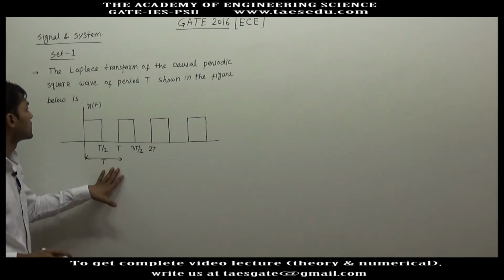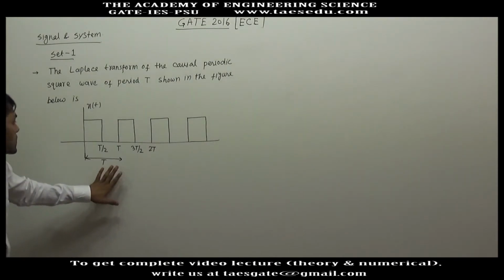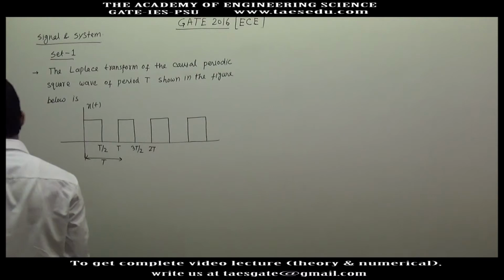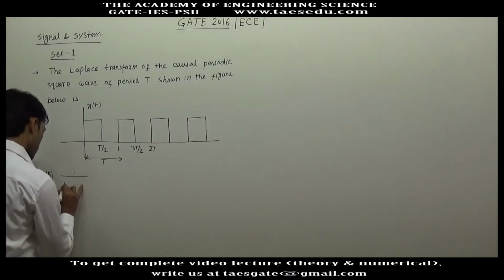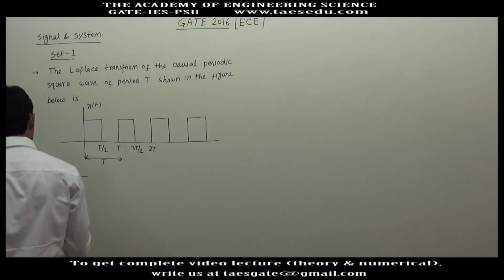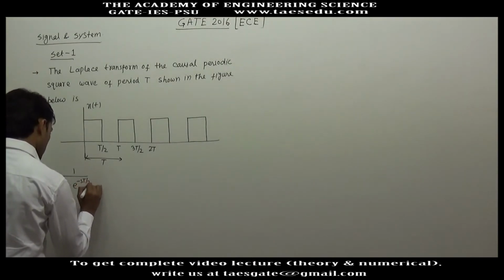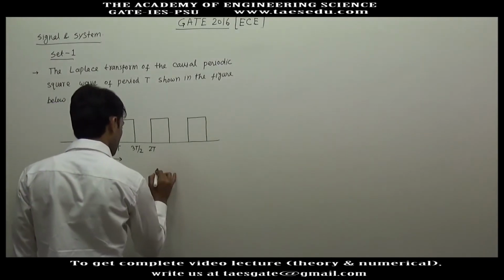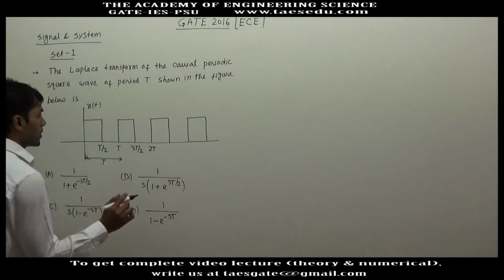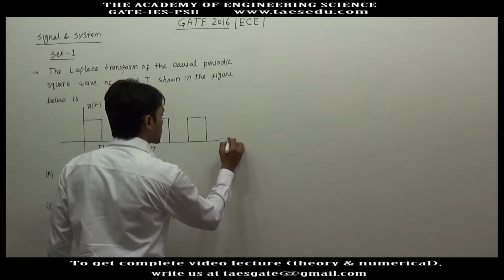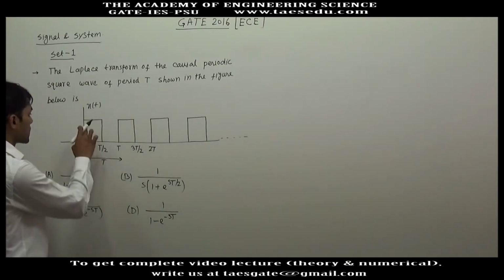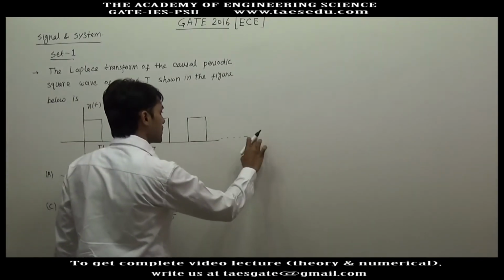Here we have a causal signal, and we have to find out the Laplace transform of this signal. Options are given as 1/(1 plus e to power minus sT by 2). So to find the Laplace transform of this periodic signal, it starts from 0 and goes to infinity.